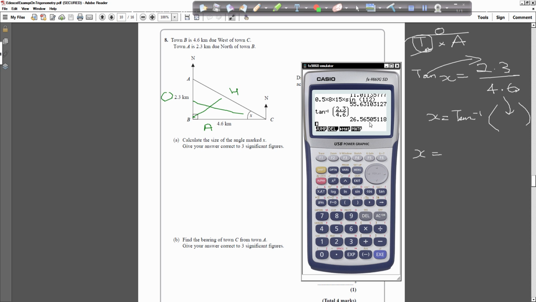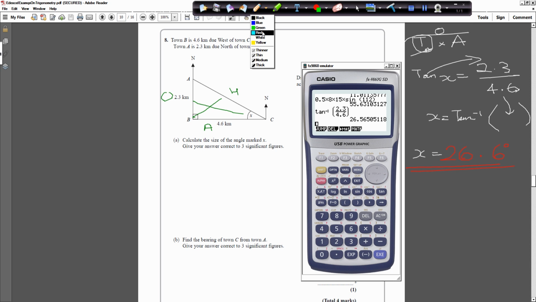You've got 26.5650. If you give the answer to one decimal place as they've asked, it'll become 26 point. Is it 3 significant figures? Pardon me, 3 significant figures. So 1, 2, 3. So we end up in the same place. It'll be 26 point, what is the answer going to be? 26.6. So that's the value of x.